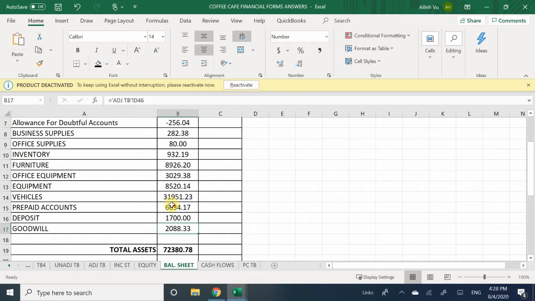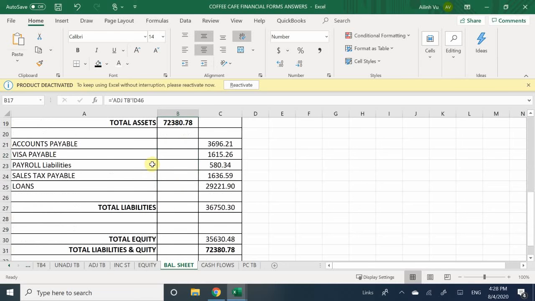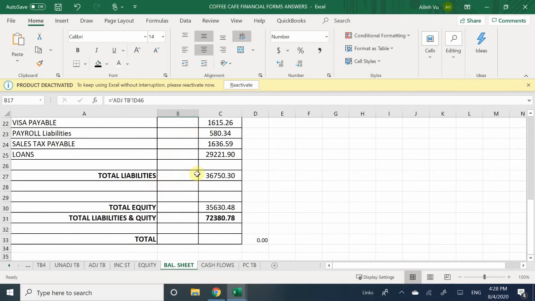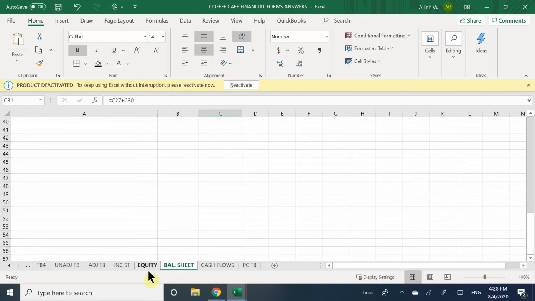Here I have a grand total of $72,000 worth of assets, and then I totaled up all my liabilities, and I also added the brand new equity that we just solved for. Right here it proves to us that yes, the total assets do in fact equal our total liabilities plus our equity. And here it is, $72,380.78. So our whole entire set of financial statements is correct.